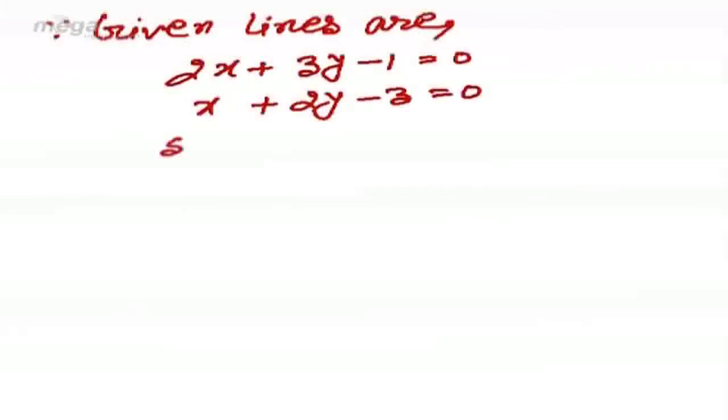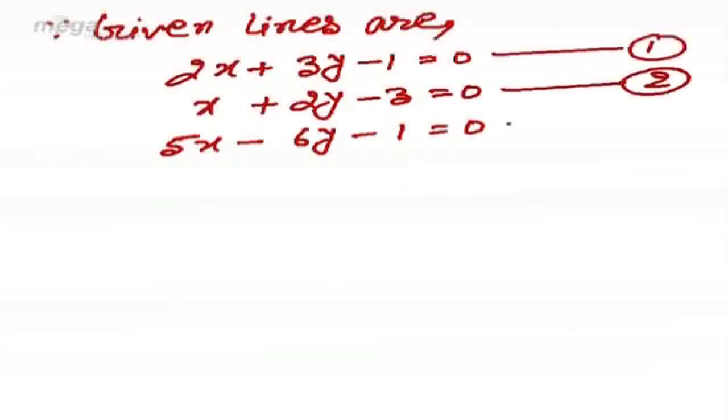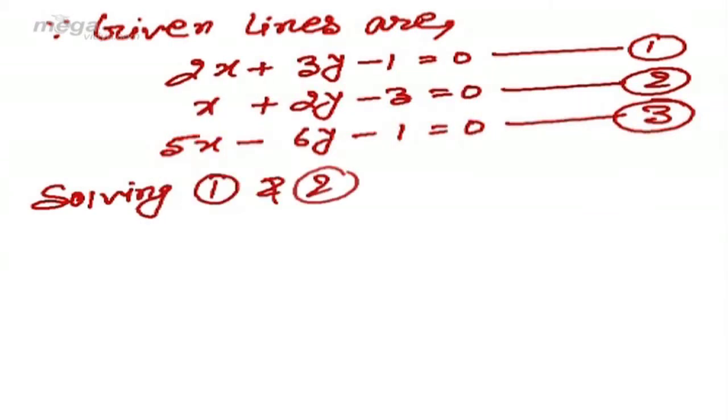So I'm writing here, since given lines are 2x plus 3y minus 1 equal to 0, x plus 2y minus 3 is equal to 0, 5x minus 6y minus 1 is equal to 0. These are three straight lines. Suppose line 1, line 2, and line 3. Now we will find the point of intersection of these three, taken two at a time. So I'm solving here, solving 1 and 2. What do you get? The value of x and the value of y. We get x is equal to minus 7 and y is equal to 5.